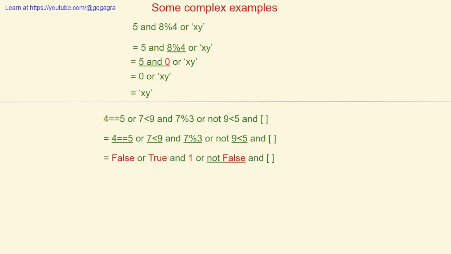So 4 equals 5 is false, 7 less than 9 is true, 7 modulo 3 is 1, and 9 less than 5 is false. So after evaluation of this statement, we get false or true and 1, or not false and empty list. Now we'll have to evaluate not first, because it has the highest priority over and and or, and that is why we'll evaluate not false, so this will become true.